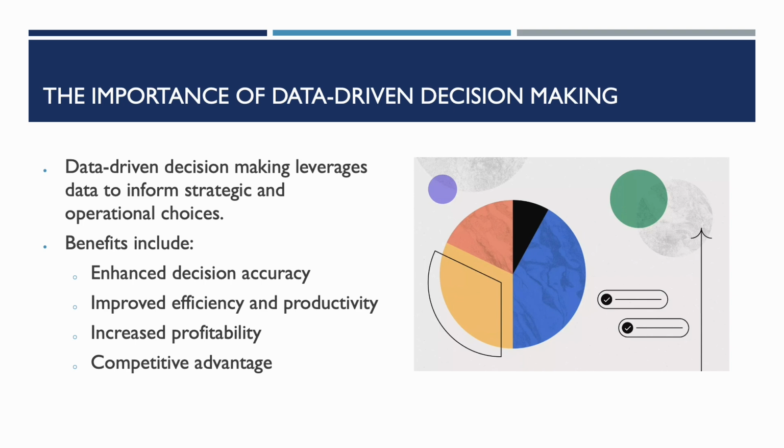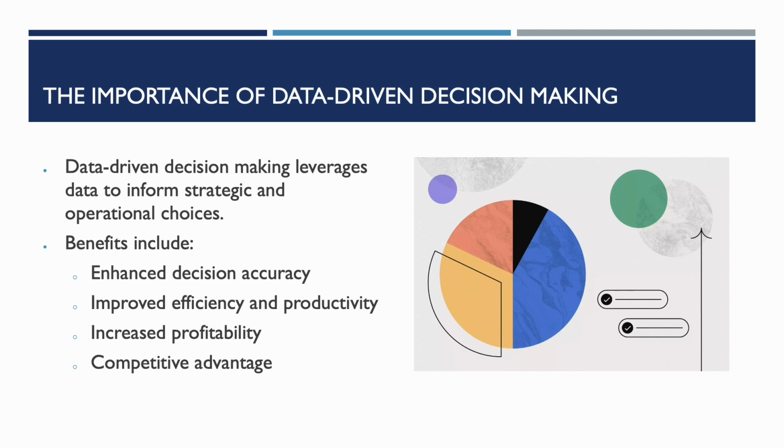Next is improved efficiency and productivity. Data driven decisions streamline processes by eliminating trial and error. When you understand what works and what doesn't through the data analysis, you can optimize operations and reduce waste. So this way it improves the efficiency and productivity.